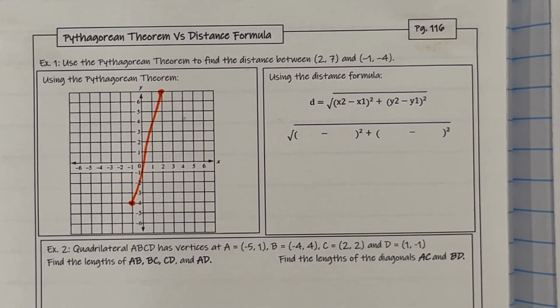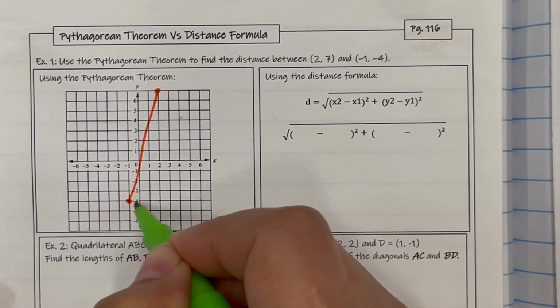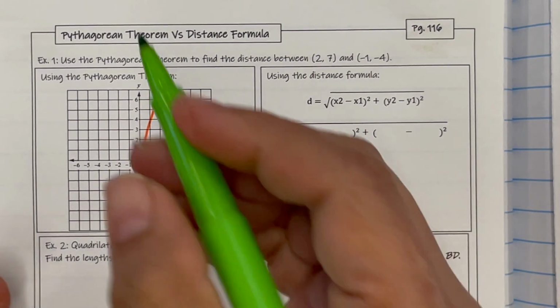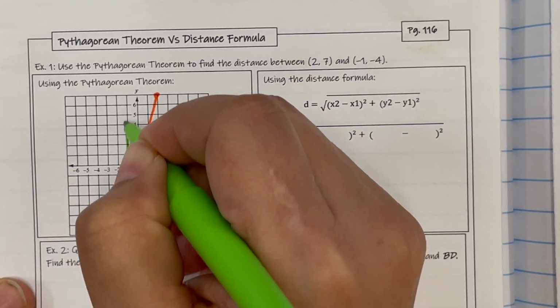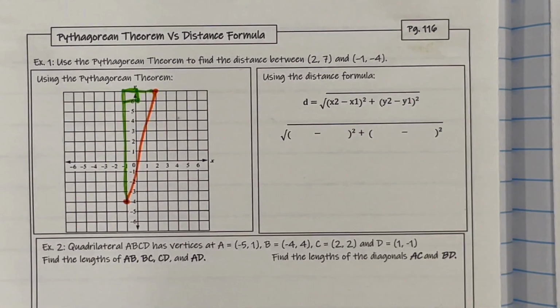Whenever you're using Pythagorean theorem, the very first thing you're going to do is make a right triangle. So you can do that two ways. You can do it like this, or you can do it like this. Whichever way does not matter. So I'll just go straight up and across. Okay, I made a right triangle, so I can use Pythagorean theorem.